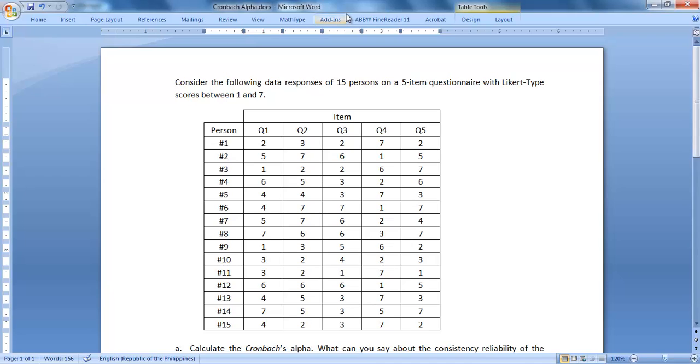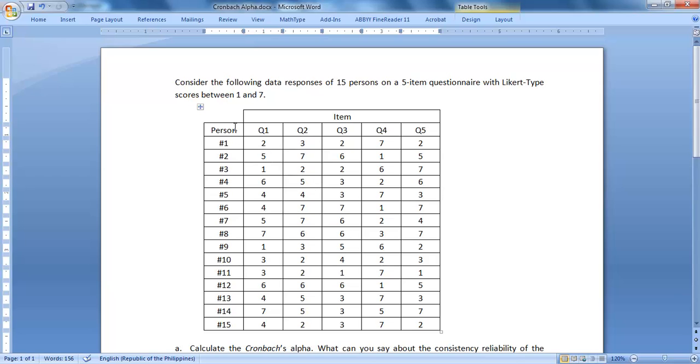In this video, we're going to calculate the Cronbach's alpha, or simply the coefficient alpha, of an instrument, which is a 5-item questionnaire with a Likert-type scale. The scale is from 1 up to 7. So, assuming that we have encoded the responses of the respondents, we are looking at them right now.